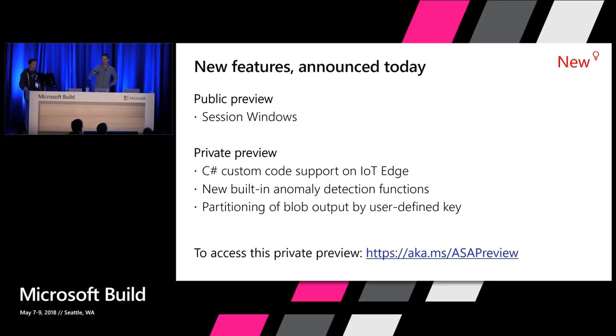And yesterday, I said today, but actually we announced it yesterday at Build, a few new things. So the session window I just mentioned. And we have a few things in private preview, and I have a URL here to apply. C# custom code available on IoT Edge. I will show a demo later. New built-in anomaly detection functions. So we extended the previous preview with new functions. I will show a demo about it. And we now support also partitioning blob output by user-defined key.